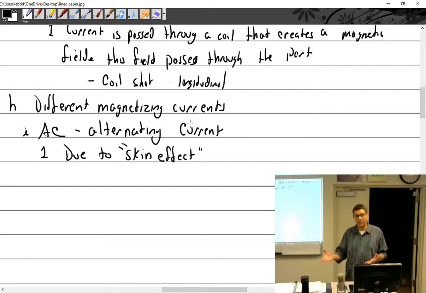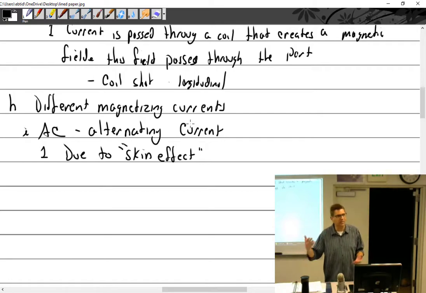Then we have DC, which then, of course, is going to lose the skin effect, and it's also going to lose that mobility. But it really sinks in deep. So I think everybody's had a chance to see the keto spring demonstration. So you can see it really goes deep.